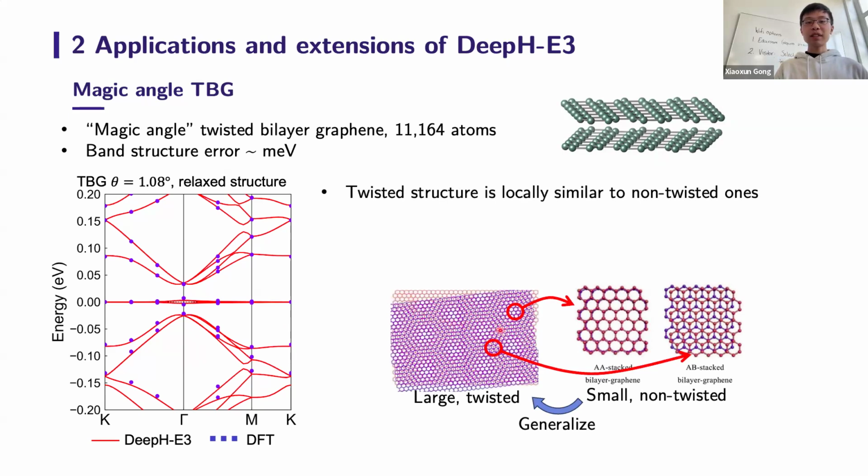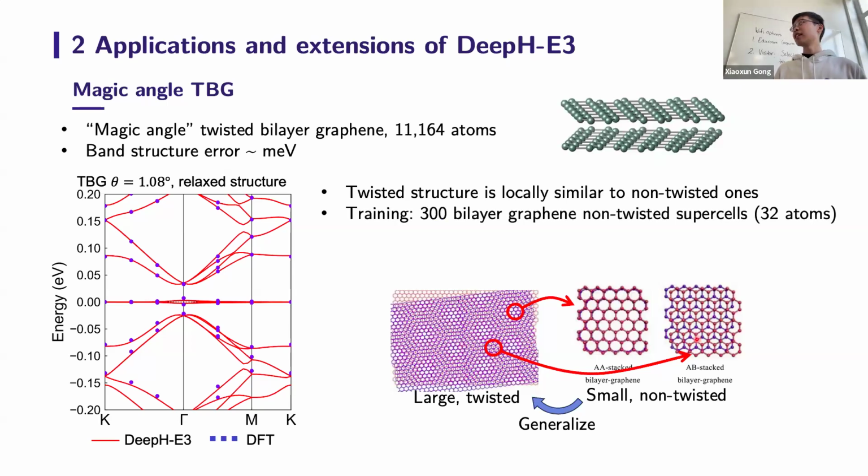If we look closely at the twisted structure, at first sight it looks very complicated. But if we look at it locally, it is actually similar to the non-twisted structures. At these parts, they are more similar to the non-twisted structures, where one layer is directly on top of the other. But at these parts, they are much more similar to the structures which are shifted by a Hubbard unit cell.